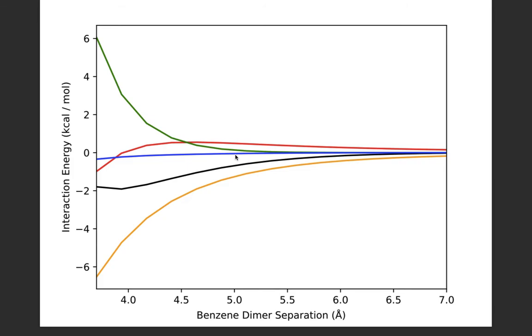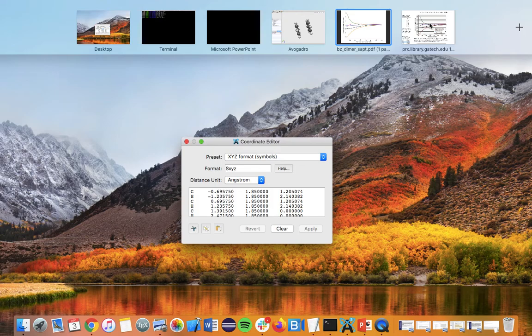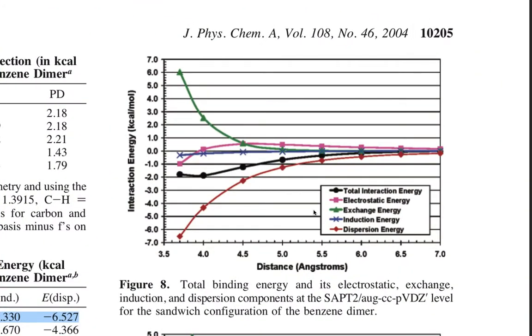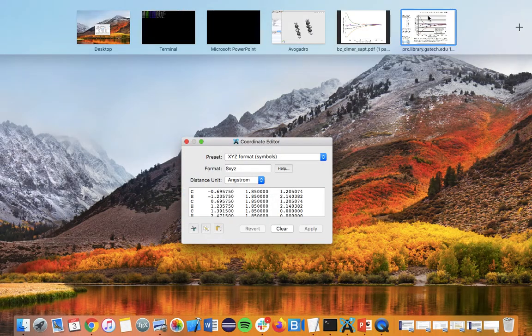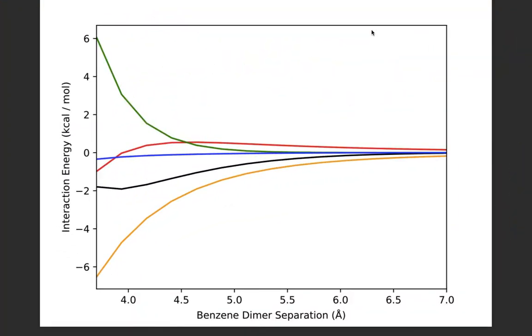So part of the reason I'm showing you this is because this result was a graph that came out of that same benzene dimer paper where I got the geometry from. And it's that easy to take some experimental result like this, or some computational result, and reproduce it in Psi4 with just a simple Python input.